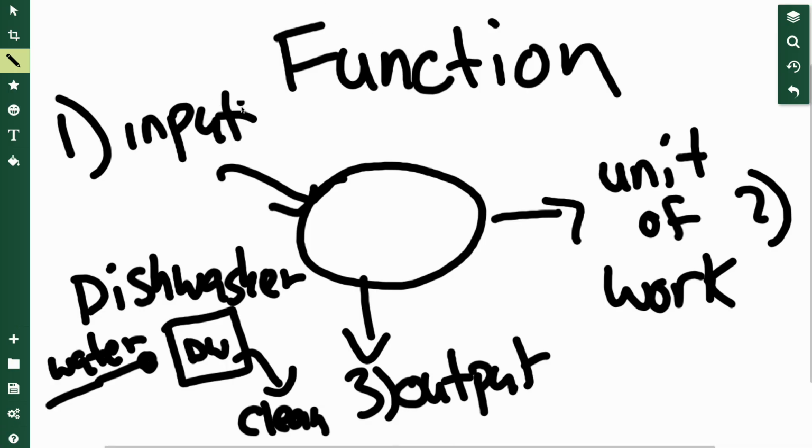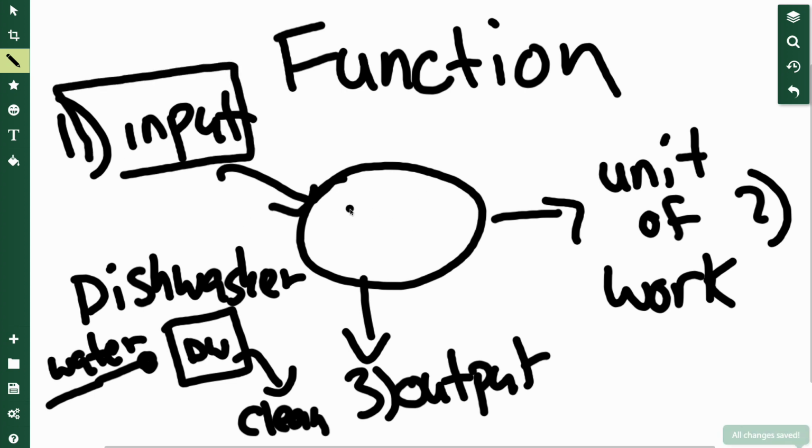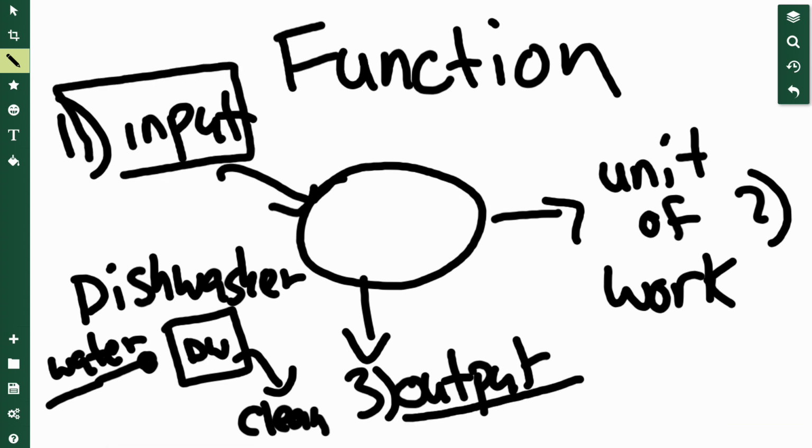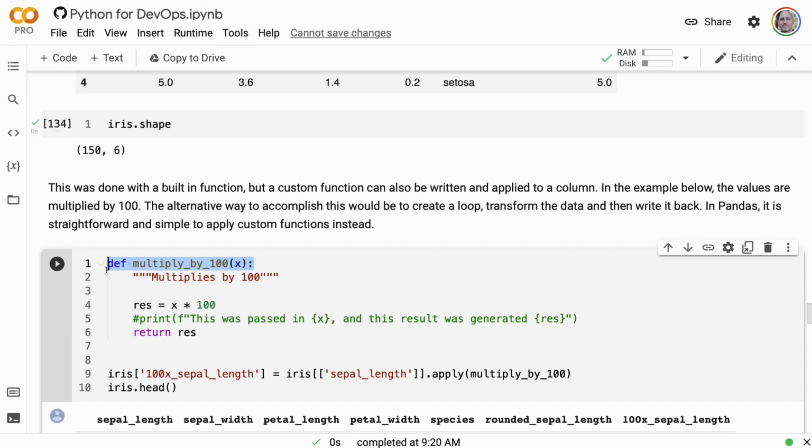A function is an input. Right here, we have a unit of work, and we have an output. The same thing's happening here. We have a function. It has an input. In this case, the input is an X. Here's our unit of work, which does this stuff. It multiplies it by 100, and then the return value is the output.